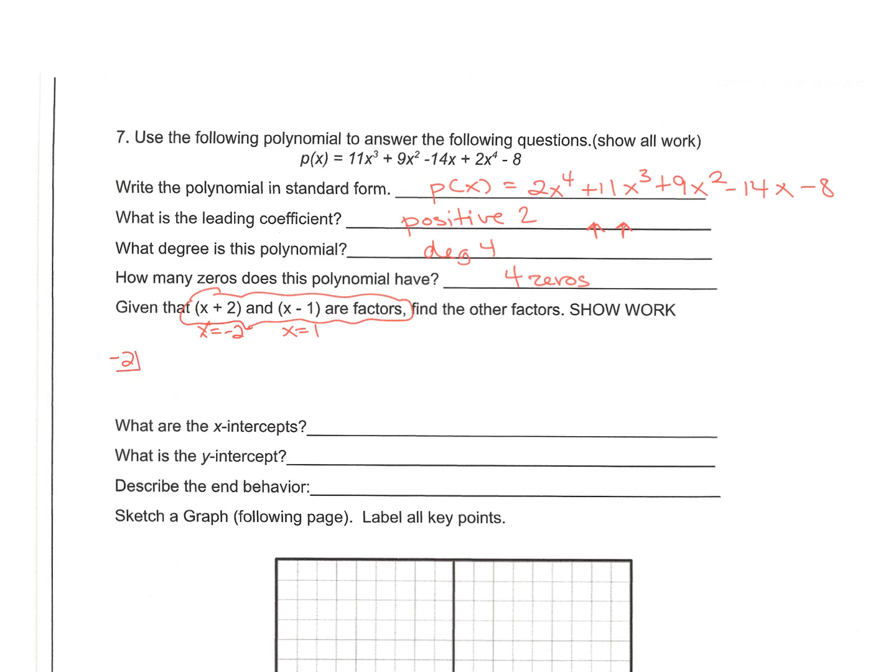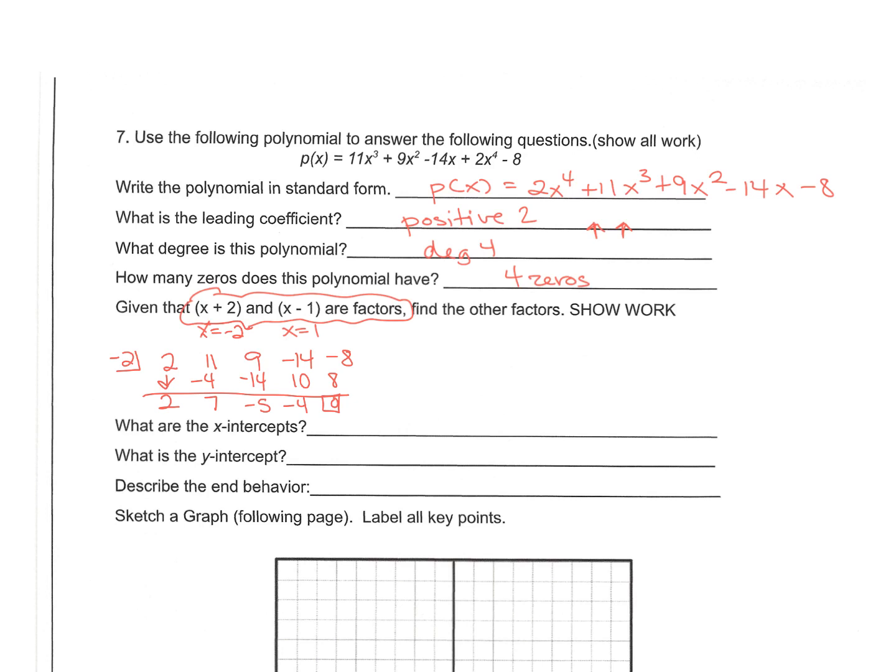So I'm going to first break it down using my x plus 2 factor, which goes with my root of negative 2. And so my coefficients for the beginning one are 2, 11, 9, negative 14, and negative 8. I'm going to bring down my 2, and I multiply and get negative 4, and I add and get 7, and I multiply and get negative 14, and I add and get negative 5, and I multiply and get 10, and I get negative 4, and I multiply and I get positive 8, and I get that 0 remainder I wanted to have.